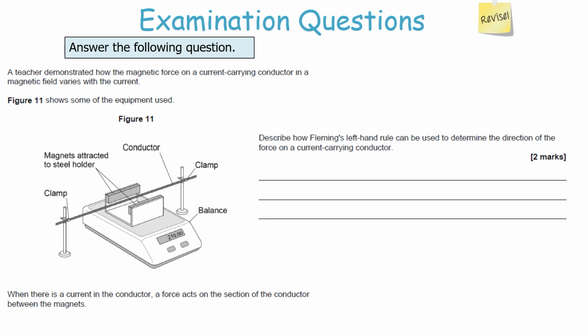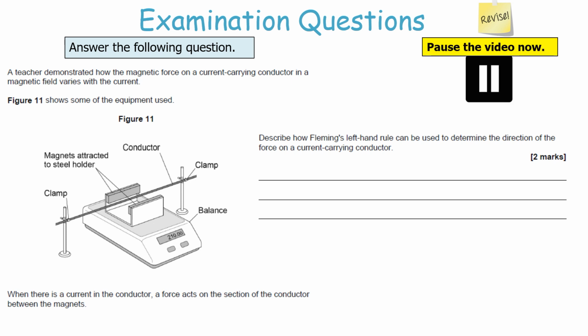The next question says, a teacher demonstrated how the magnetic force on a current carrying conductor in a magnetic field varies with the current. Figure 11 shows some of the equipment used. When there is a current in the conductor, a force acts on the section of the conductor between the magnets. So describe how Fleming's left-hand rule can be used to determine the direction of the force on a current carrying conductor. So pause the video now, then unpause the video to go through your answer.